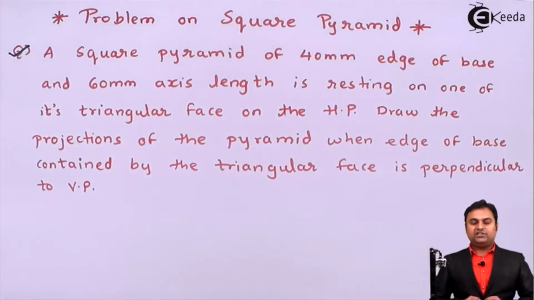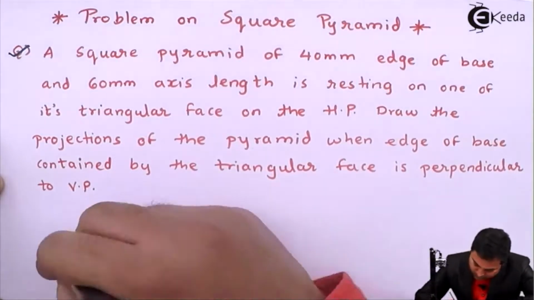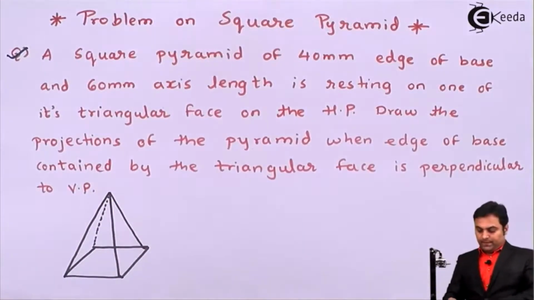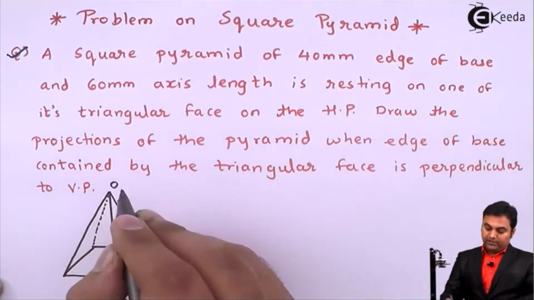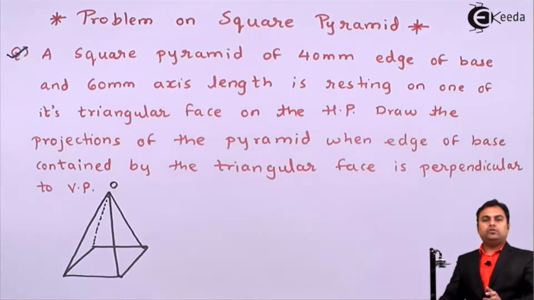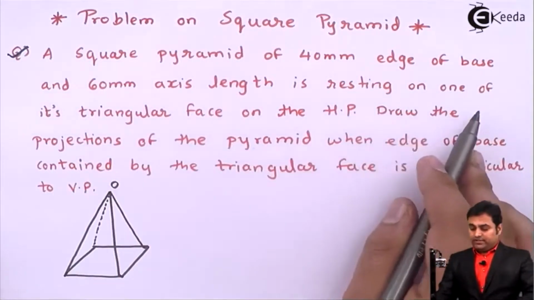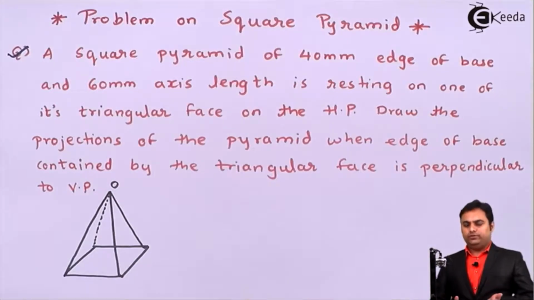First, by reading the question, it was understood that the problem is based on a square pyramid. So here I'll draw the rough diagram of a square pyramid. Now, this is the diagram of a square pyramid having base edges connected in the form of a square, and at the top they are connected to a common vertex. Now in the question it is mentioned that the square pyramid of 40 mm edge of base, 60 mm axis length is resting on one of its triangular face on the HP. On the HP means on the ground.